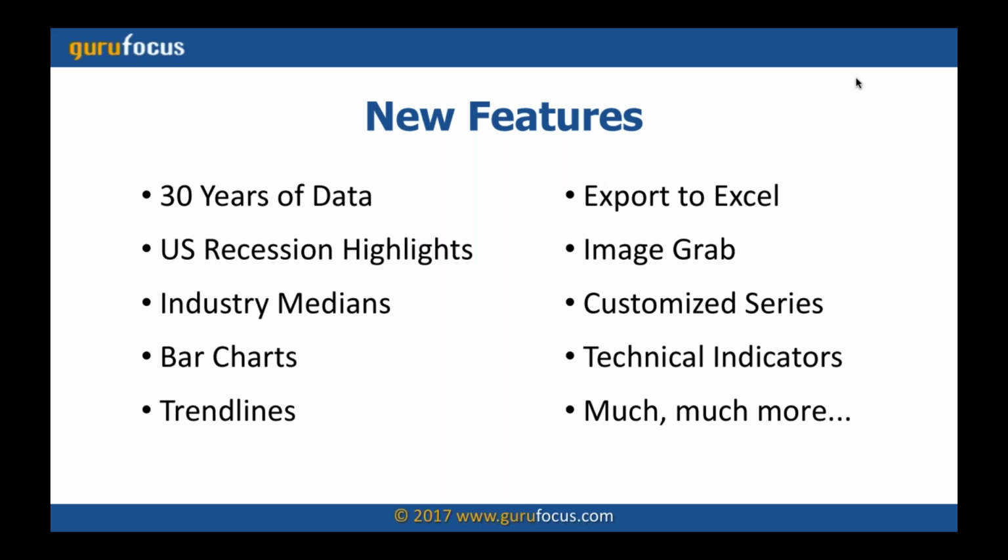Industry medians. This is really important because no matter what fundamental metric you're looking at, you can compare it to the average for the rest of the industry, right? So price to sales figures are going to be very different for a retailer than they would be for a tech company. Bar charts were recently added, so now some of this information you can plot as a bar chart or kind of a vertical histogram. Trend lines have been added as well. Now these are automatically calculated based on the data and kind of give you a quick and dirty look at the trend of whatever metric you're following.